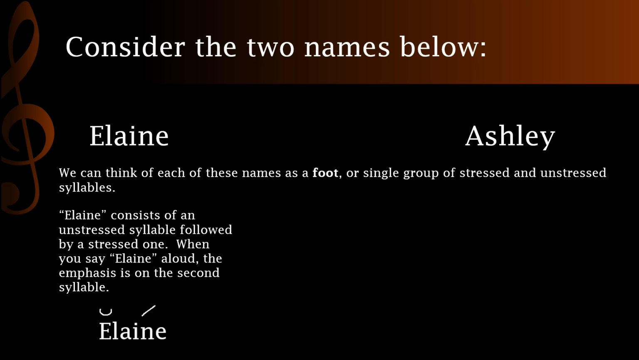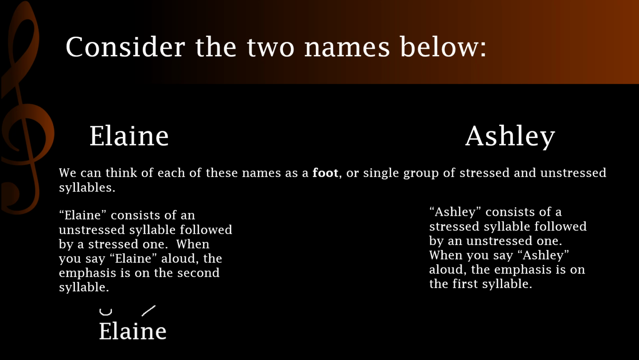On the other hand, let's think about the name Ashley. Notice when we say Ashley, we emphasize the first syllable, ash, and then Lee is sort of not as emphasized. We don't say Ashley, we say Ashley, right? So Ashley consists of a stressed syllable followed by an unstressed one. When you say Ashley aloud, the emphasis is on the first syllable. And this is how we might represent Ashley if we were measuring the foot. We would have a dash and then a U symbol for the stressed and unstressed syllable.